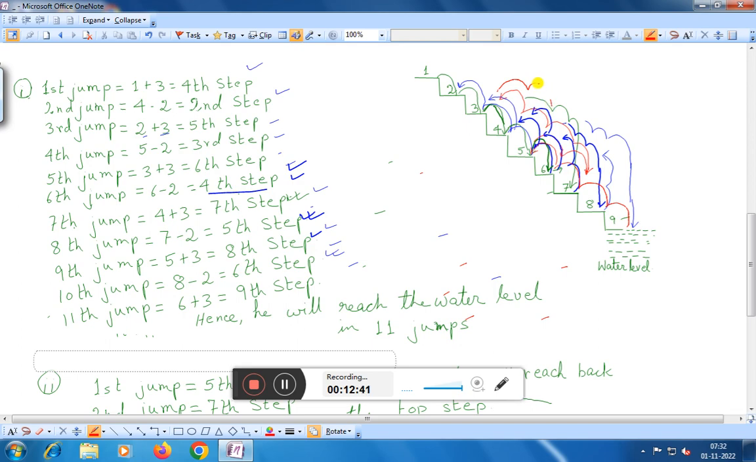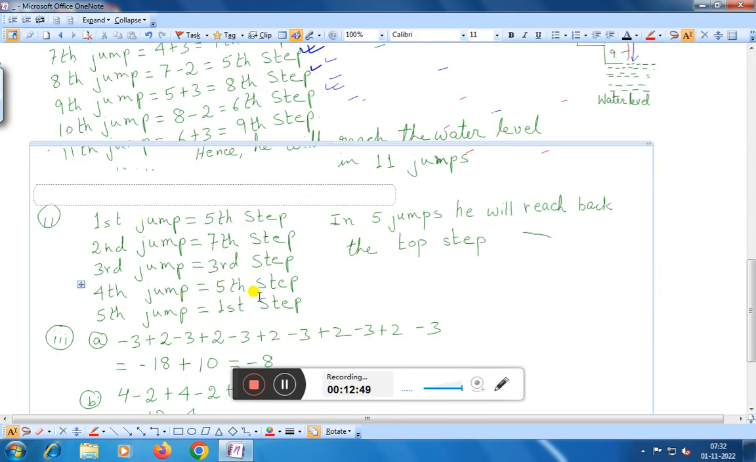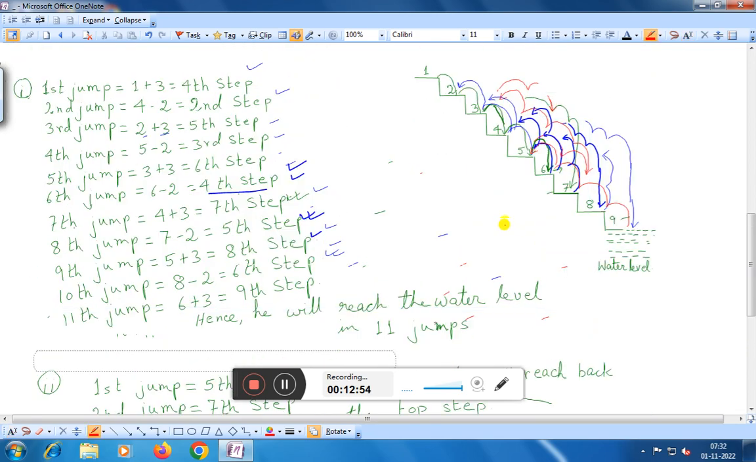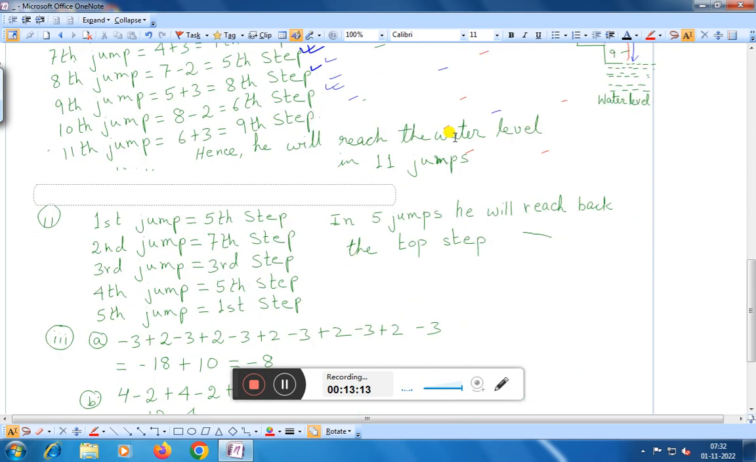Now he is at the 5th step. In the fourth jump he goes to the 5th step, and from the 5th step again 4 steps down: from 5, that is 4, 3, 2, 1. And in the fifth jump he goes to the first step. That means in 5 jumps he will reach back the top step, right?